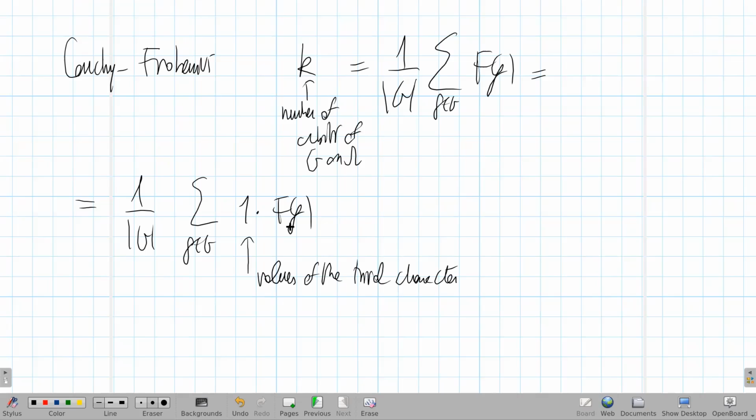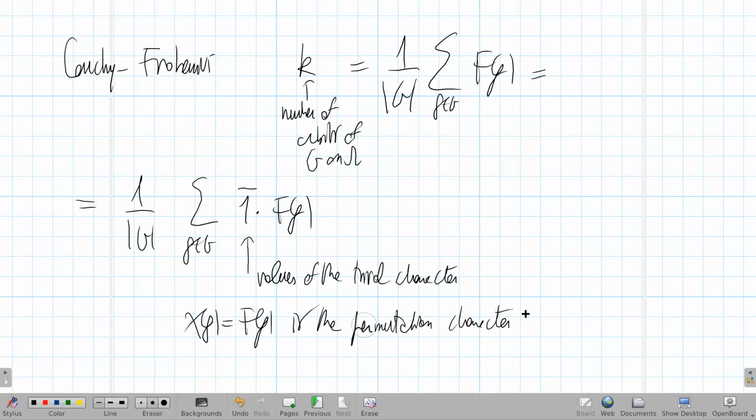So you see, of course, I can put a conjugate here because the conjugate of a real number is itself, and this is the character of the permutation representation associated to the action. Okay, so k of g equal f of g is the permutation character, a character associated to the action.